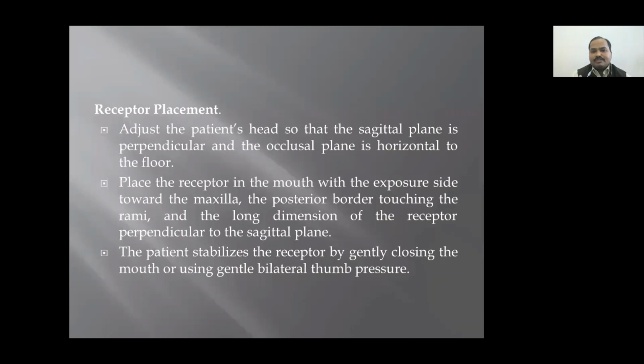The patient will stabilize the receptor by gently closing the mouth or by gently using bilateral thumb pressure to hold the film. The patient should not bite on the film, because biting will create indents on the radiograph. That will be an artifact. So either the patient lightly closes the mouth, just holding the film in place, or bilaterally applies gentle pressure with the thumbs so that the film gets stabilized.